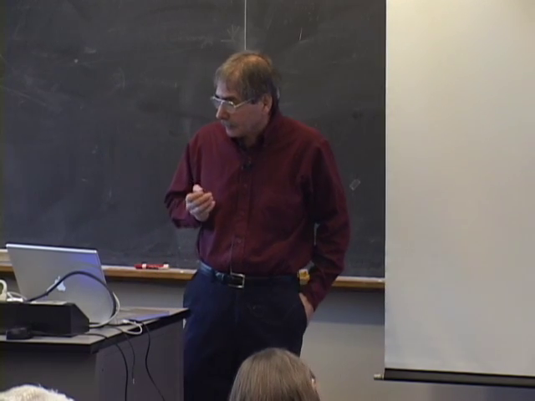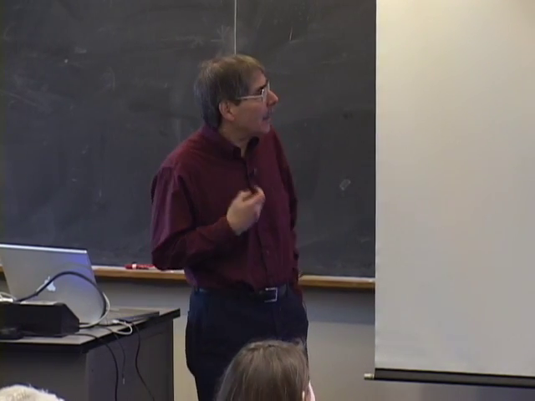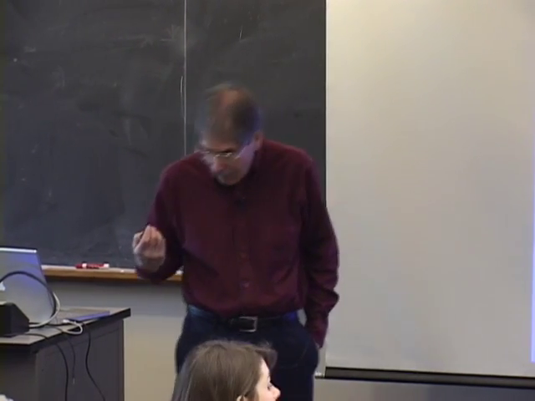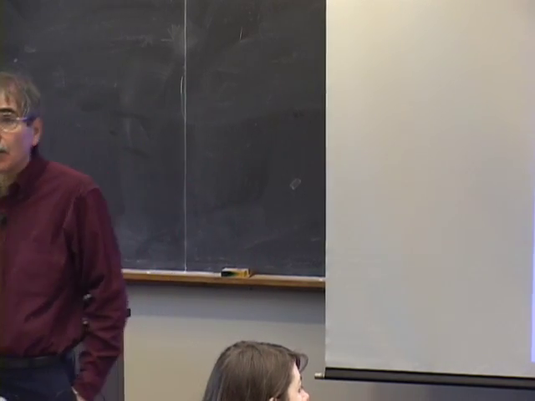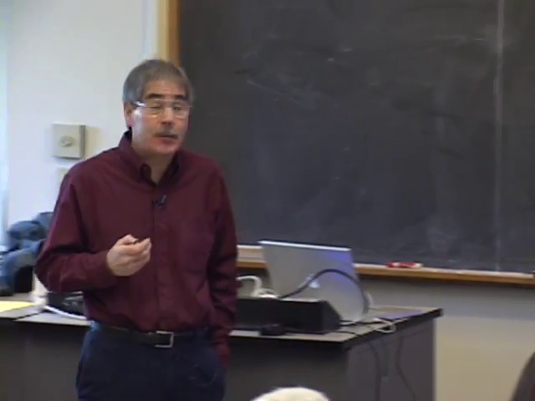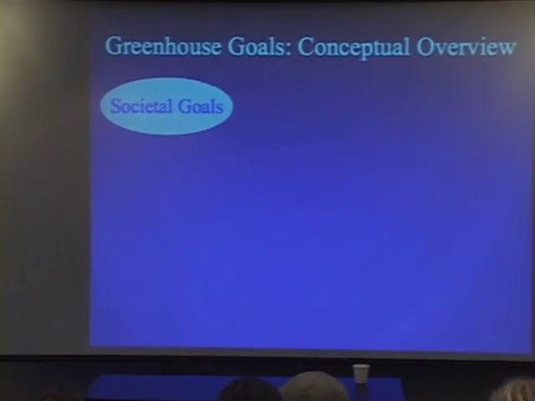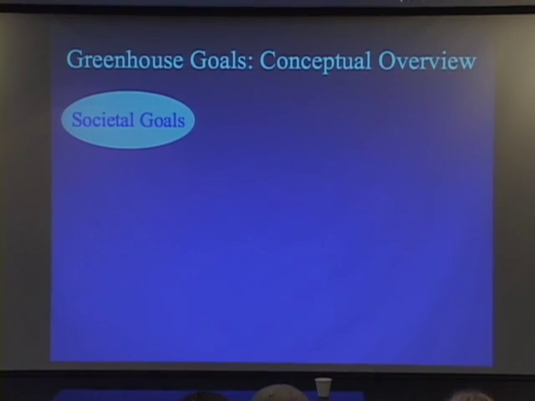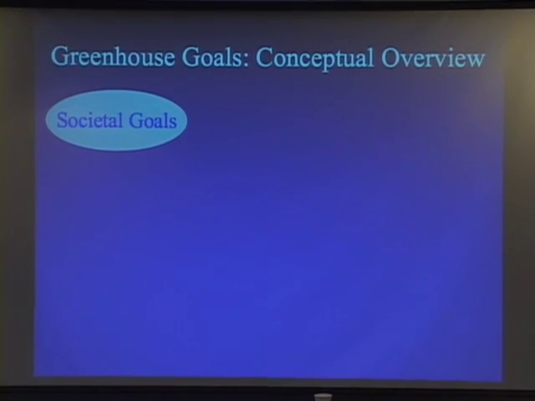So what are our goals as a society when we're confronted with the problem of global climate change, and particularly global climate change caused by greenhouse gases? Because 350 is ultimately about a greenhouse gas, carbon dioxide. So we have societal goals.